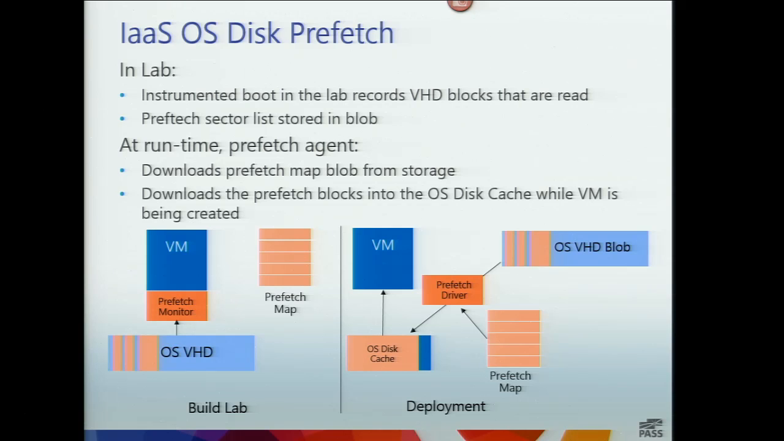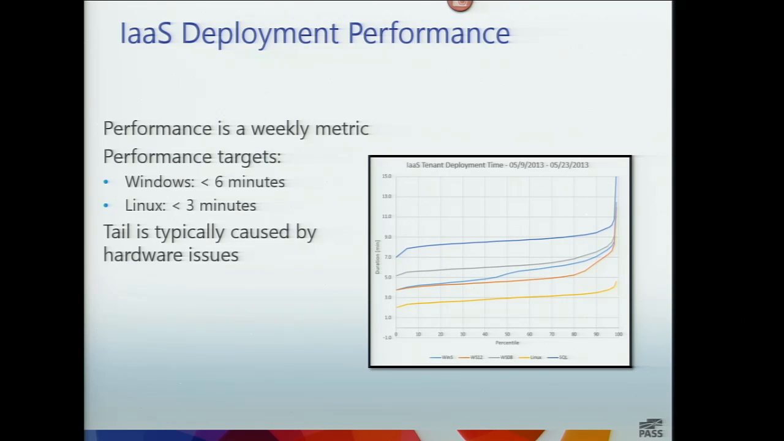Now, this prefetch optimization kind of weakens over time as the image changes, as you apply more and more patches. But for the most part, we see that it holds up pretty well. And certainly for that first provision, it gets you this kind of really good performance. Overall, our performance targets are under 6 minutes for Windows and under 3 minutes for Linux. And we're well within that right now. And we continue to try to drive this down every day.